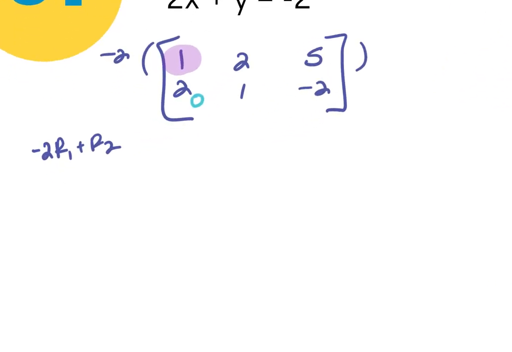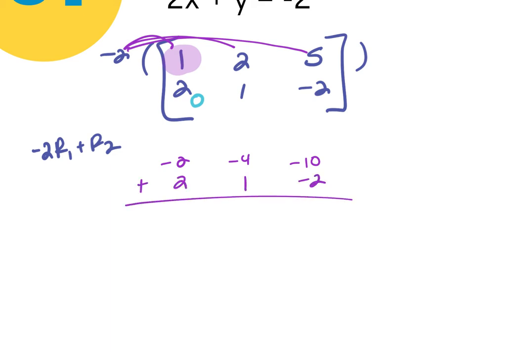All right, so we're going to do what we just wrote: -2 row 1 plus row 2. So I'm going to multiply -2 to the 1, I get -2. -2 to the 2, -4. -2 to the 5, -10. And then I'm going to add it to row 2: 2, 1, -2. Add them. I get 0, -3, -12.